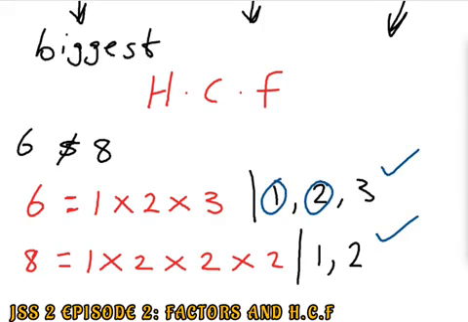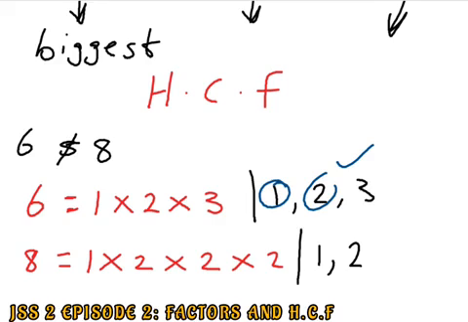Good, but that is not what we are asked to look for. We are asked to look for the highest common factor. The highest common factor is that factor that is common but is the highest. We have 1 and 2 as the common factors, but among 1 and 2, which of them is the highest? The highest is 2, of course. That means the answer to this question is 2.